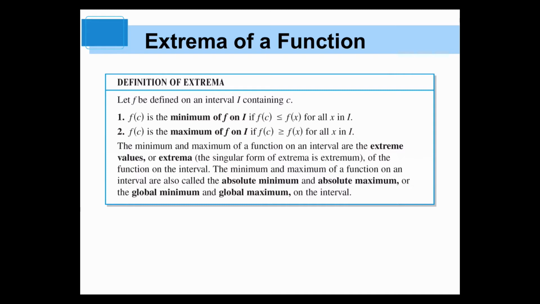Then the two numbered things are your definitions of what a minimum and a maximum is. A minimum would be the point where all the other points are bigger. The maximum would be the point where all the other points are smaller. Okay. And then we get into a whole bunch of verbiage here. They give you a little language lesson that extrema is a plural, the singular is extremum.